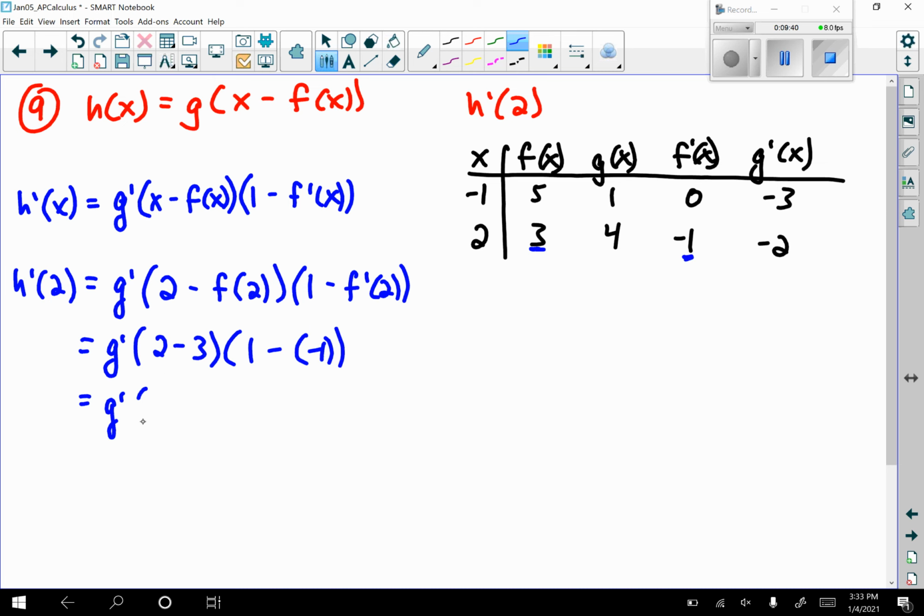So now we get g prime of negative 1. 1 minus the negative 1 becomes 2. So now we're looking at g prime of negative 1. That's going to give us a negative 3 times 2, which gives us a negative 6. So that answer was A.